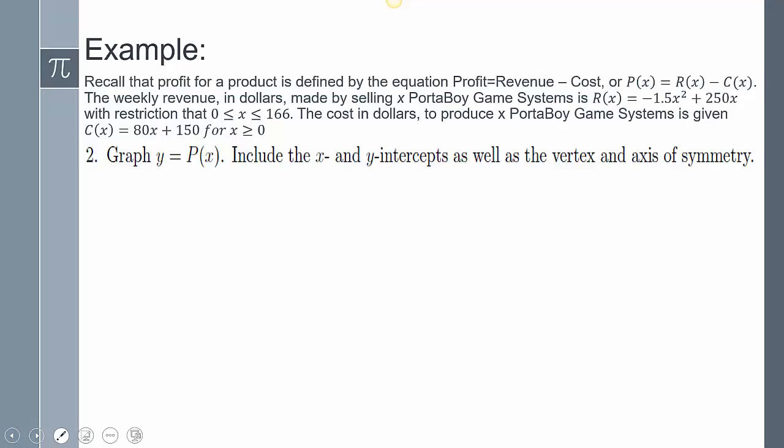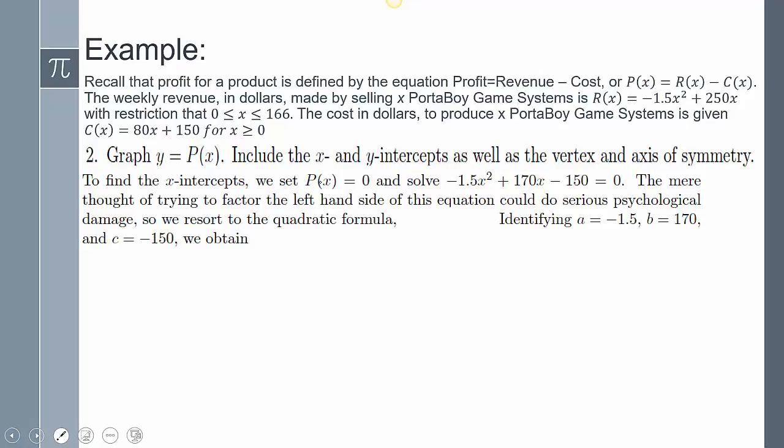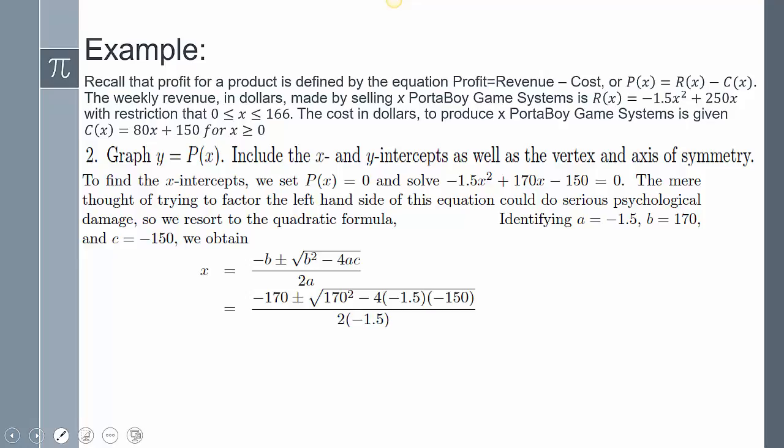So to find my x and y intercepts, for my x intercepts, we have to set our function equal to 0. Now when we do that, I get this statement here, negative 1.5x squared plus 170x minus 150 equals 0. When we're solving a quadratic equation, we said there were 4 ways to solve it, and I said mainly pay attention if you're able to factor it. If not, use the quadratic formula. Well, because of this 1.5, I can't factor it, but I can use the quadratic formula. So identifying what my a, b, and c are, I plug it into my quadratic formula. Now when I simplify it, I'm going to get 170 plus or minus 20 root 70 over 3.